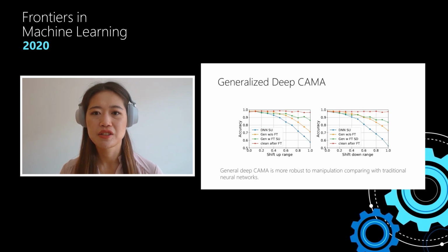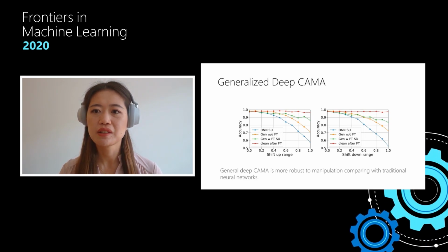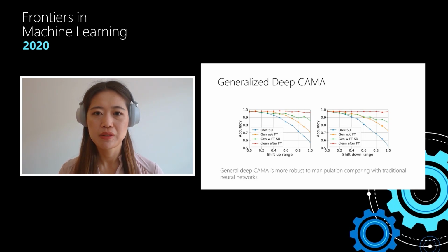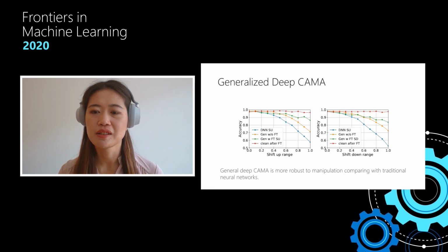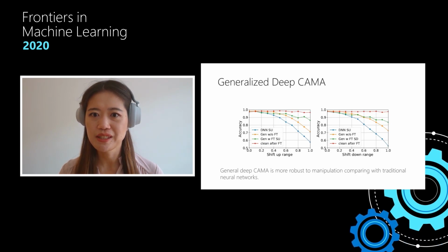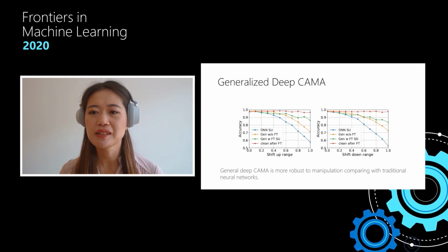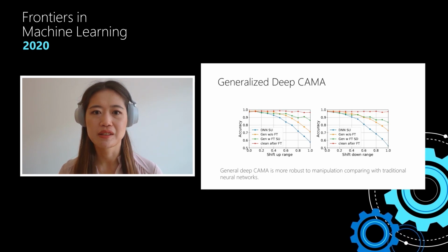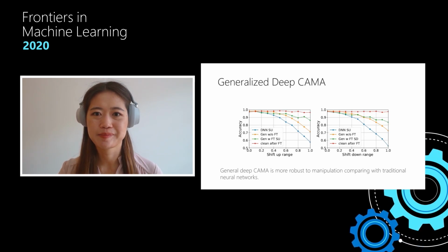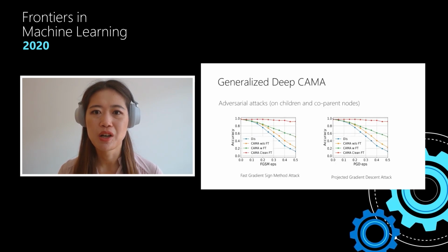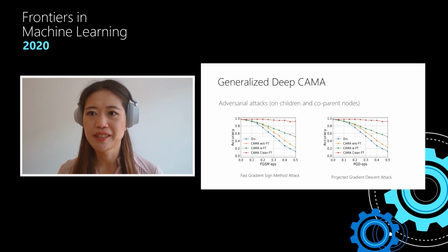We can see that such generalized deep karma is significantly more robust, and the red line shows the test performance on the clean data after manipulation. We see that the clean data performance remains high even after the model has adapted to unseen manipulation. The same holds for gradient-based adversarial attacks.